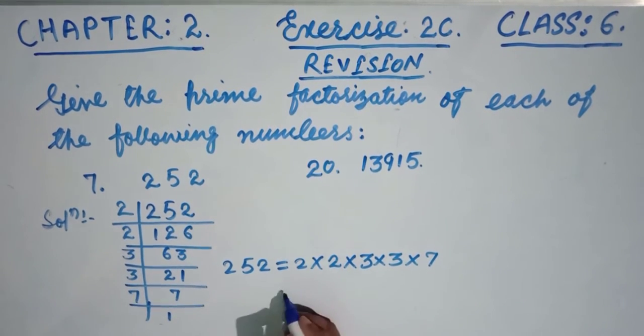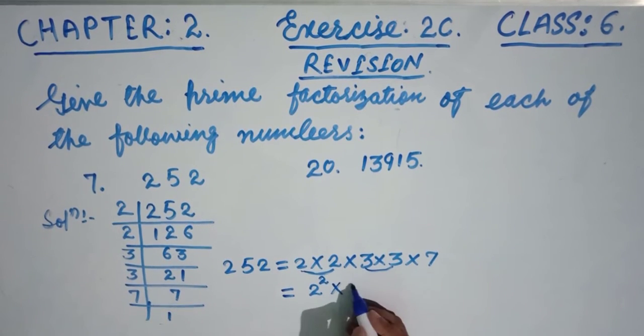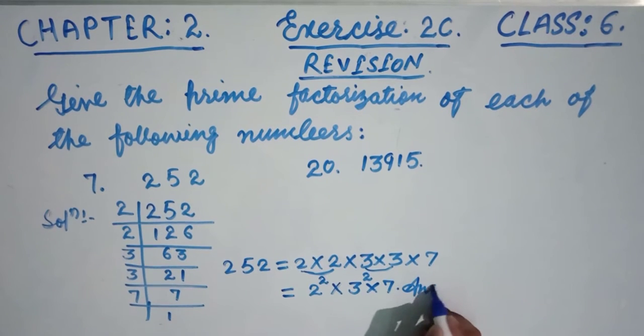Now, friends, have a look: 2 appears how many times? 2 times. Remember the concept of power, friends: write the single number, and however many times it is repeated, count it and write that above it, over its head. This is called 2 raised to the power 2. Then multiplied by 3, how many times? 2 times. So write the single 3 with 2 over it, and multiply by 7. So this is your answer, friends.